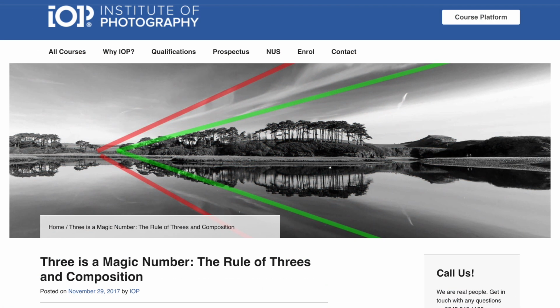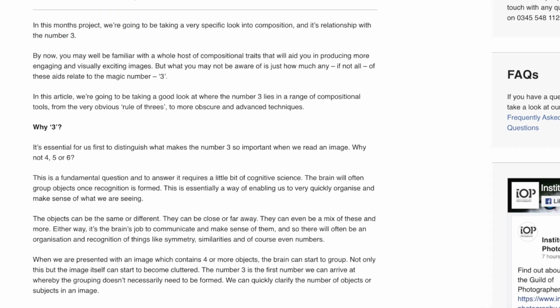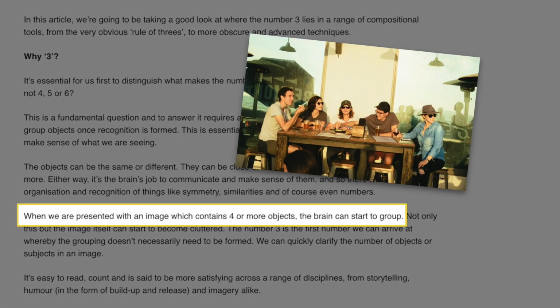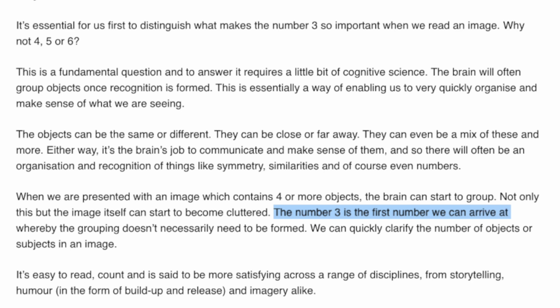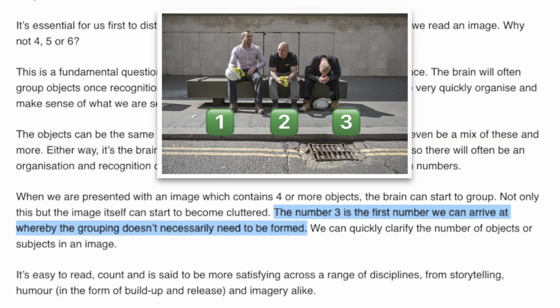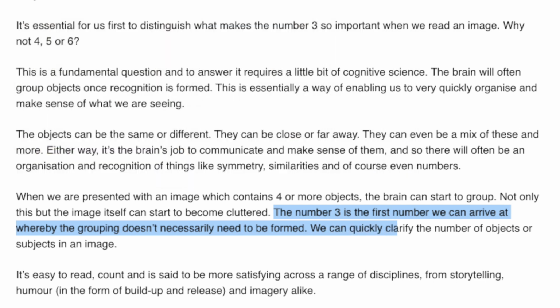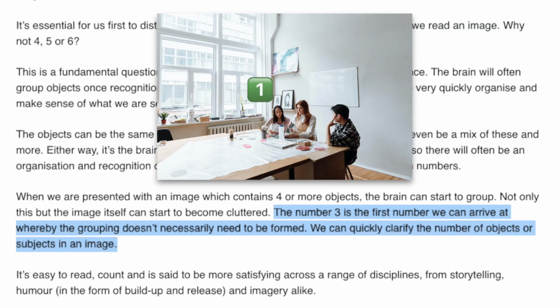Basic idea, as explained by the Institute of Photography, 3 is the magic number when it comes to the composition. When we are presented with an image that contains 4 or more objects, the brain needs to start to group. The number 3 is the first number we can arrive at, whereby the grouping doesn't necessarily need to be formed. It means we can quickly clarify the number of objects or subjects in an image. So the less work our brain has to do, the more we're gonna gravitate towards those options.